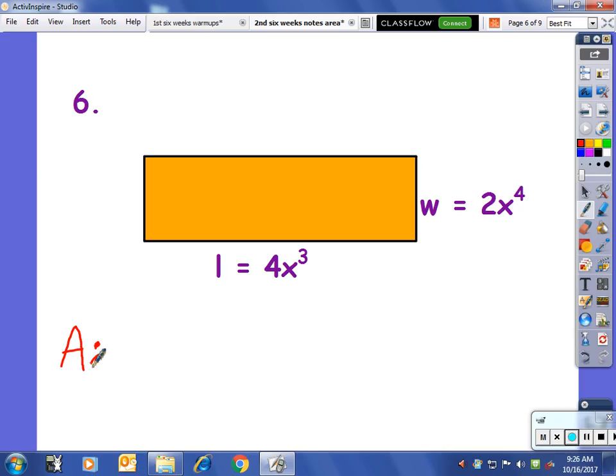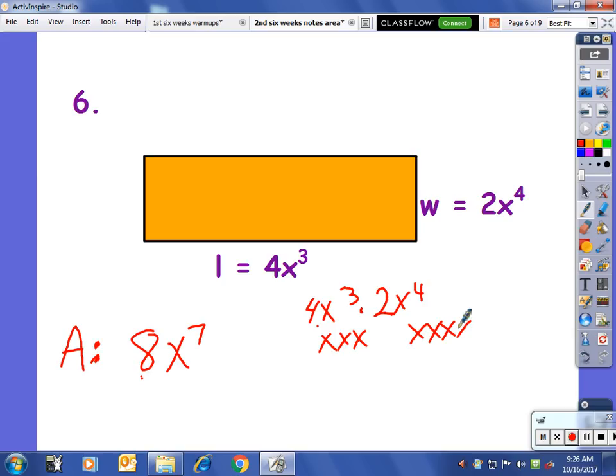Alright, the area here would be 8x to the 7th. It's 4x to the 3rd times 2x to the 4th. 4 times 2 is how we get 8. And again, for the exponents, you're counting them. I've got 3 x's getting multiplied times 4 more x's. That's only 7 x's. Right? On area, your exponents should change. Perimeter, however, your exponents should not change.